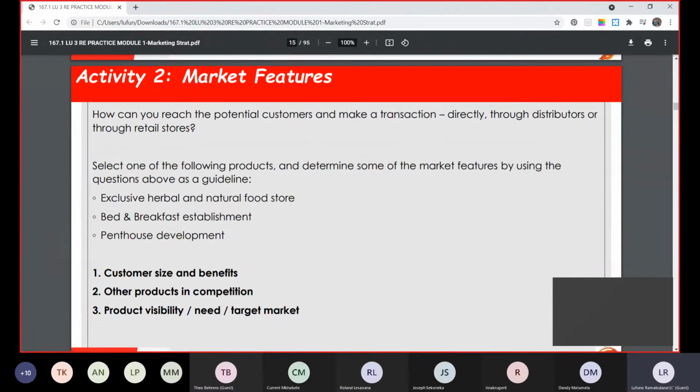So how can you reach the potential customers and make a transaction directly, or through distributors, or through the retail market? So these are the different ways to look at it.